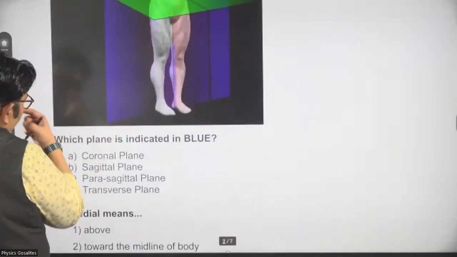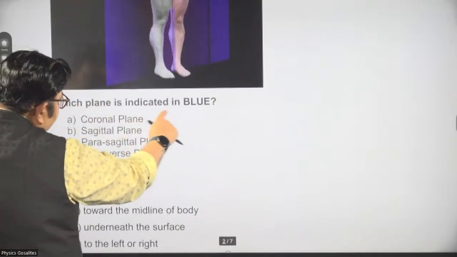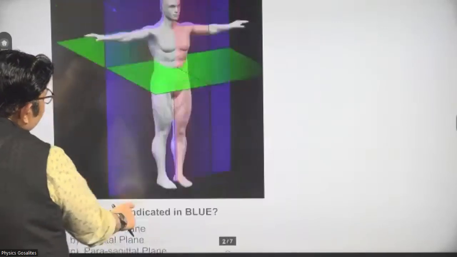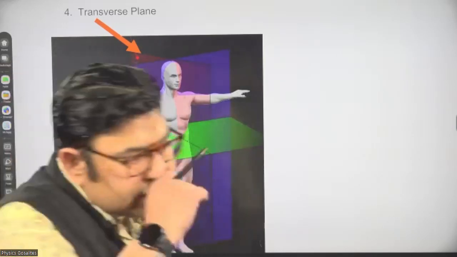Let me take two or three more questions, and then we'll be done. Which plane is indicated in blue? You can see what the blue plane is doing, what two parts we are getting. For your help, I can tell you, when you cut the body through the blue one, you get one front side having the chest and the face, and one back side. Come on, what is blue?